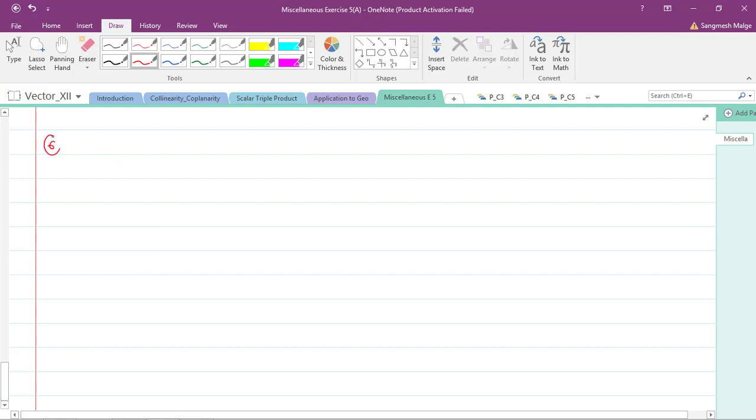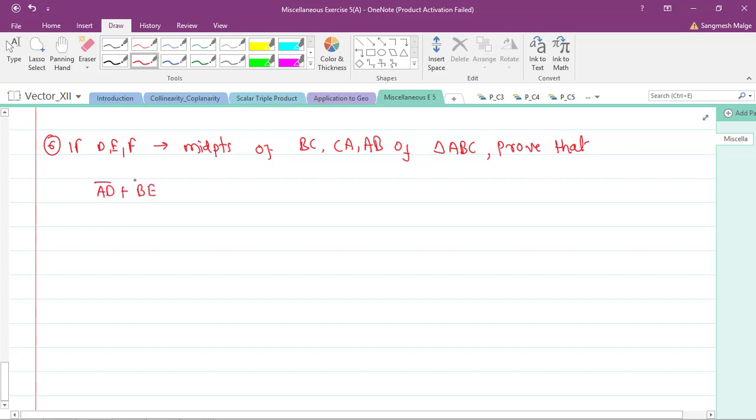So question number 6 is like this: if D, E, F are the midpoints of sides BC, CA, AB of triangle ABC, then prove that AD bar plus BE bar plus CF bar is equal to 0. Okay, so what to do?